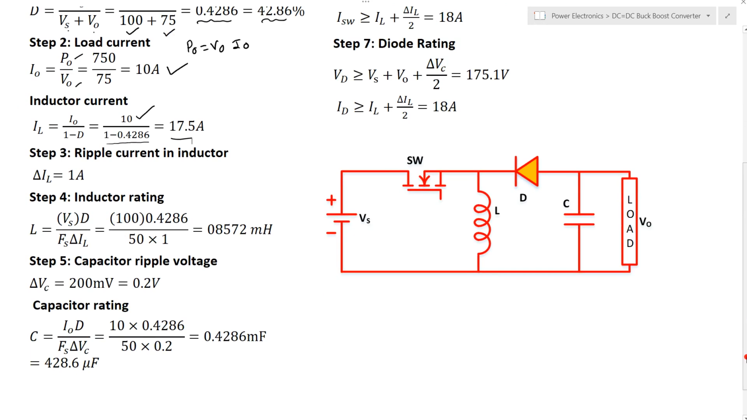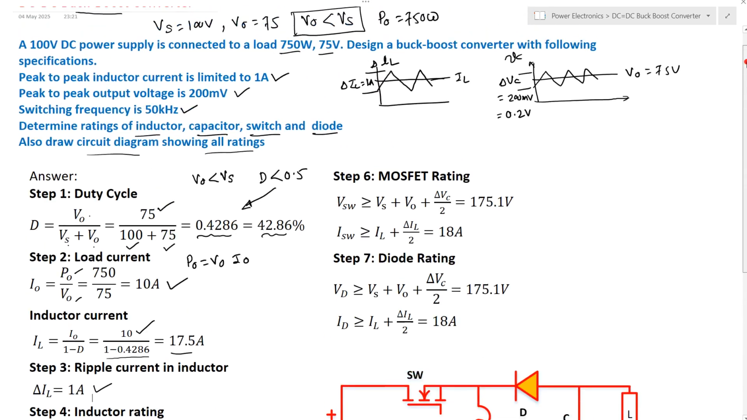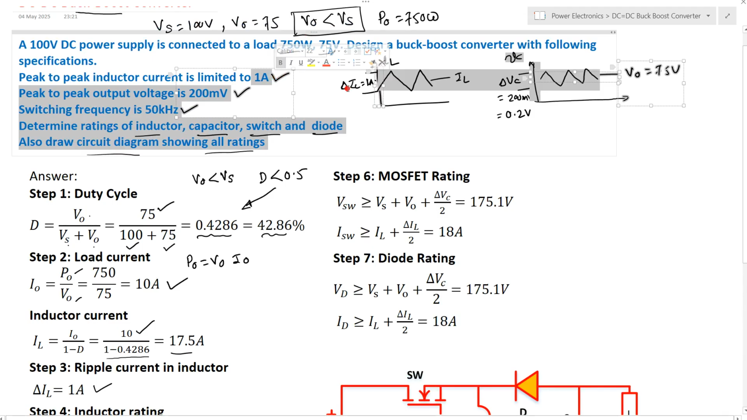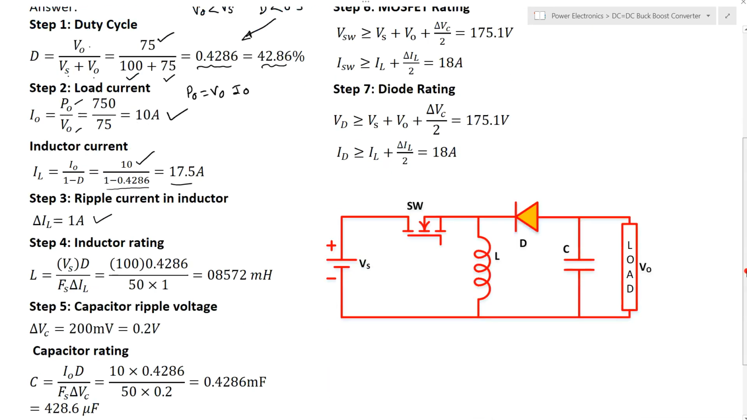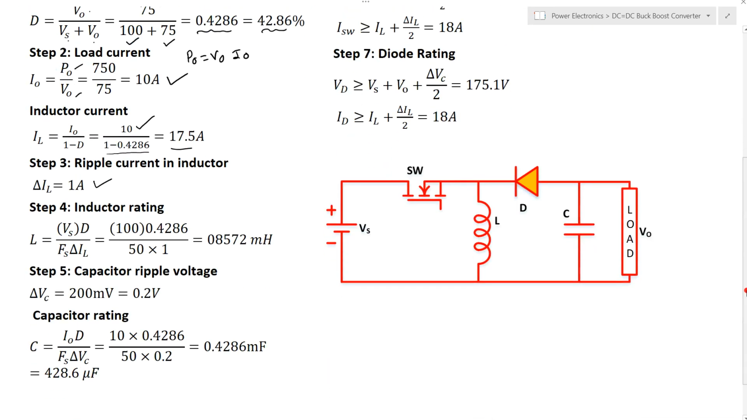The ripple in the inductor current is given in the problem itself, because it is 1 ampere. You can see here in the given data, the ripple in the inductor current which I have shown here is equal to 1 ampere. So the maximum allowable ripple is 1 ampere, whereas the voltage ripple is 0.2 volt which is given here. So the inductor current ripple I have taken is 1 ampere.